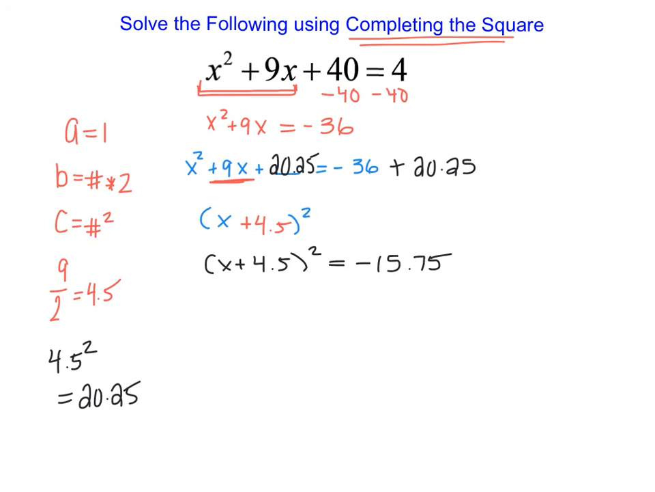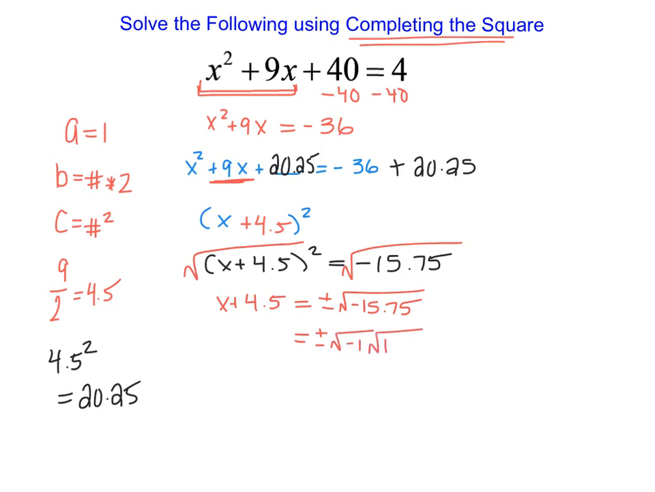So now we need to solve and get x alone, so we square root both sides. We end up with x + 4.5 is equal to, because we square root a squared, this becomes plus or minus the square root of negative 15.75. And then because I have a negative underneath the root, I'm going to deal with that right away because I know that relates to the imaginary i. So this becomes plus or minus i times the square root of 15.75.